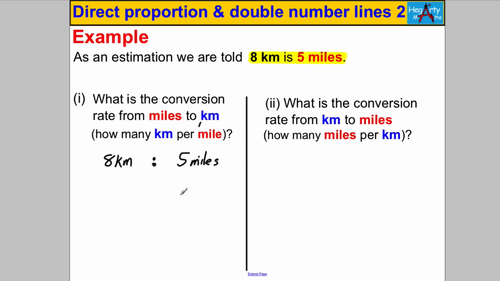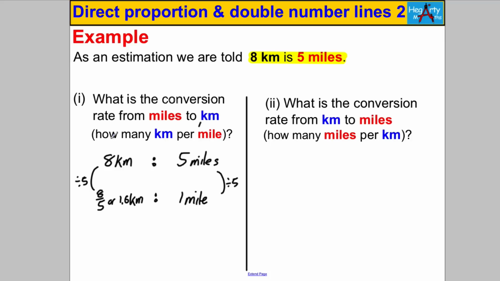Now, you want how many kilometers per mile, or per 1 mile, right? So you want your mile number to be 1 mile. So you're going to fill in what you want. How do I get from 5 miles to 1 mile? Well, I divide by 5. So therefore I must divide this one by 5 as well, and I get myself 8/5, like we got on the double number line, or 1.6 kilometers.